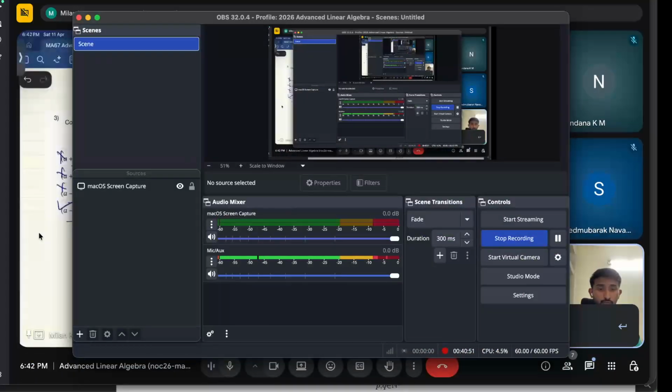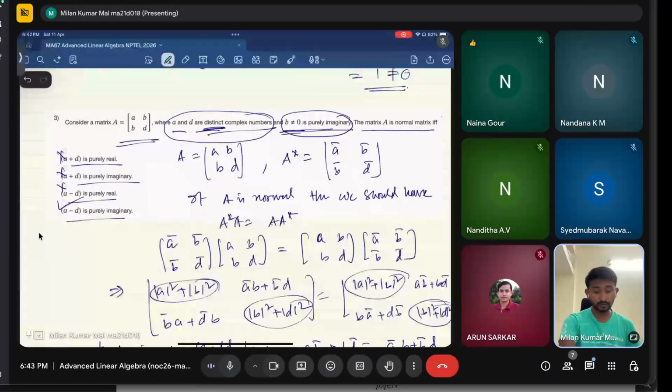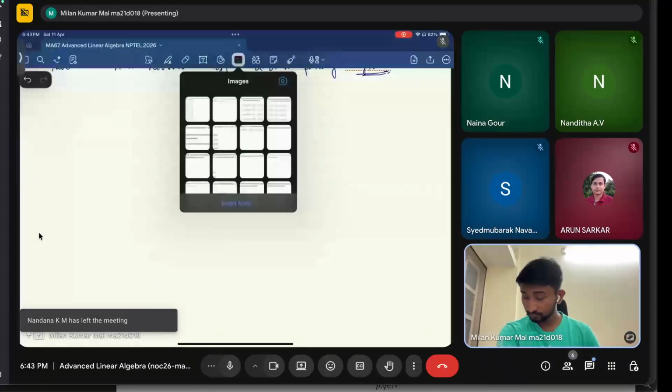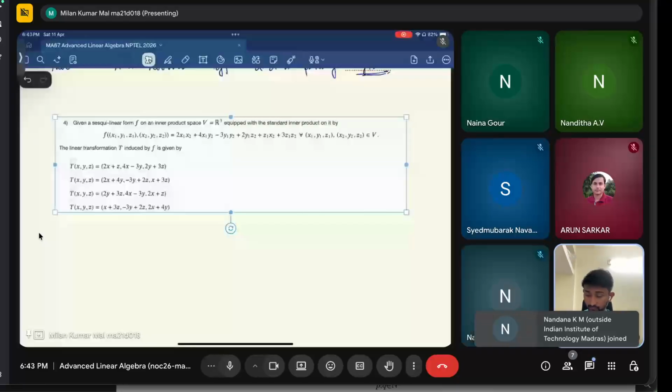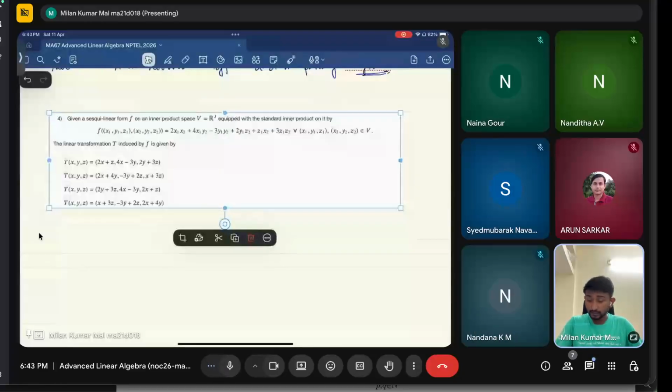Okay. So I'm going to the next problem. If there is any doubt, you can let me know. I'll try to explain it once again. Even when I'm going to the next problem, you can stop me and ask me about the previous problem. Okay. So let me go to the next problem. So let's see what this problem says.